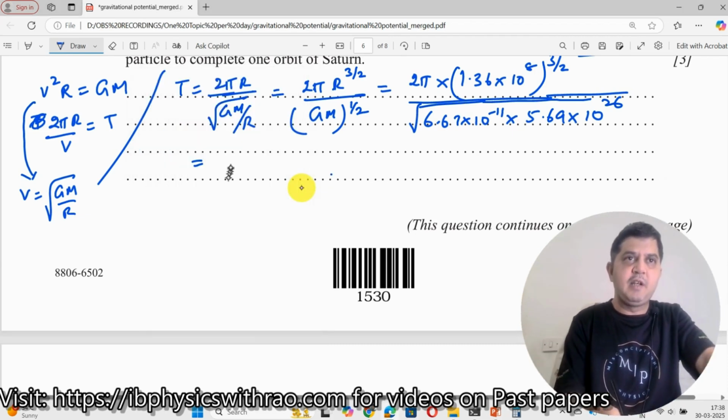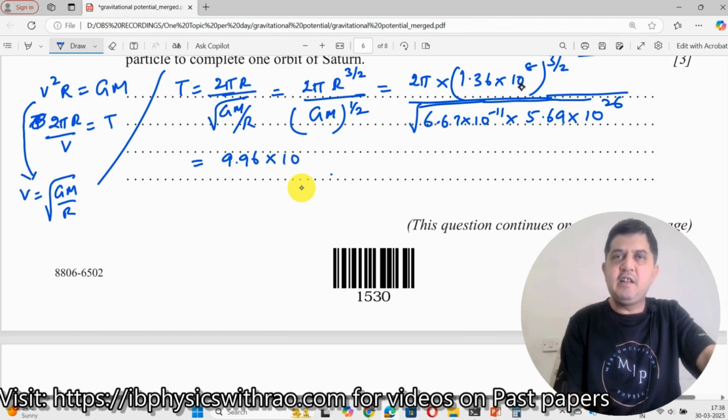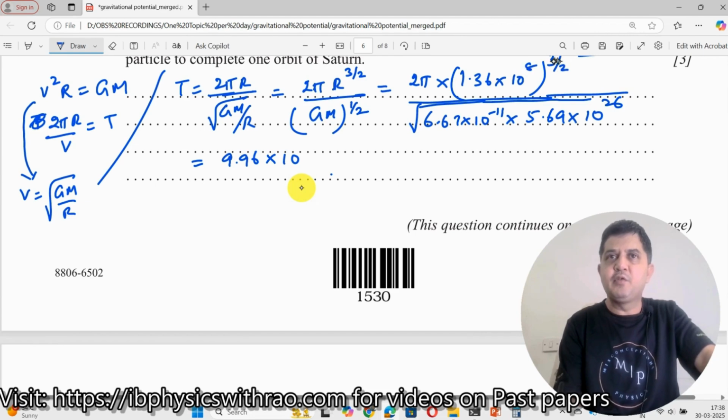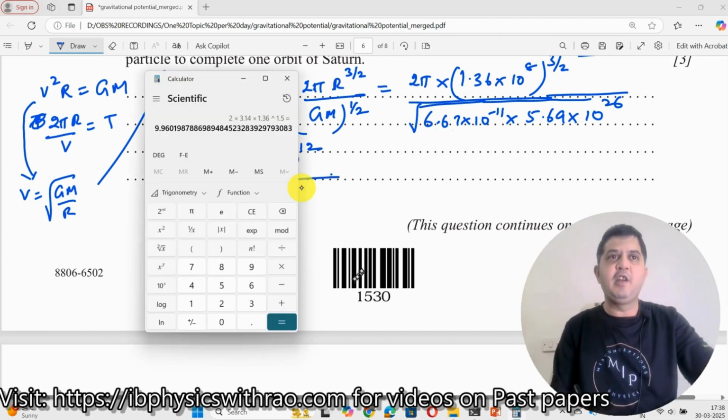First I'll write down the numerator value. 9.96 into 10 to the power of 8, 10 power 8 whole to the power of 3 by 2 only. 2 1s are 2, 4s are 4, 3s are 12. 10 power 12 divided by, now inside the brackets, the denominator.